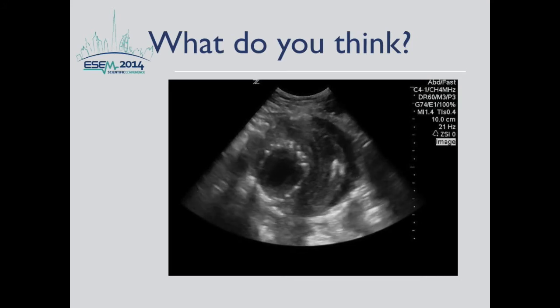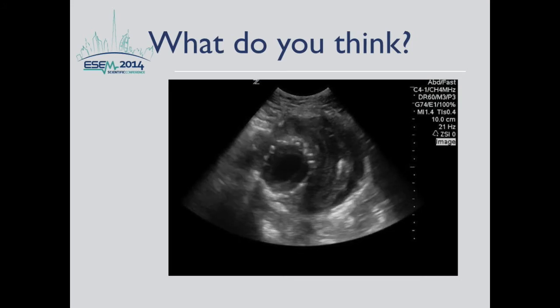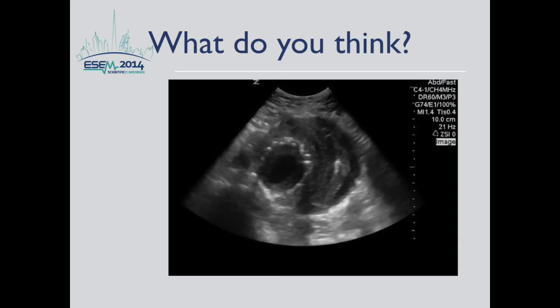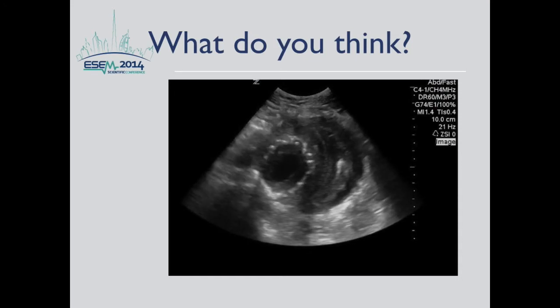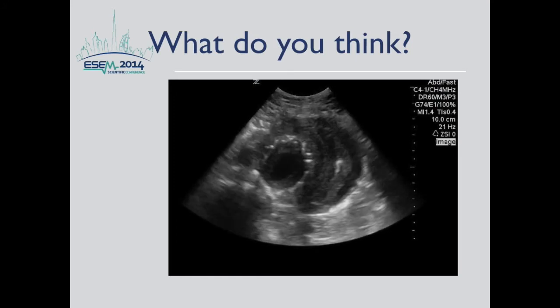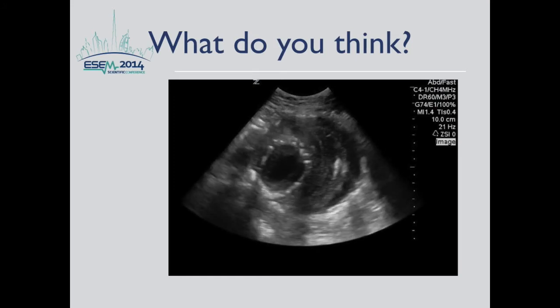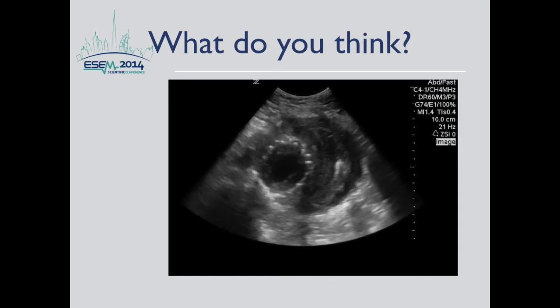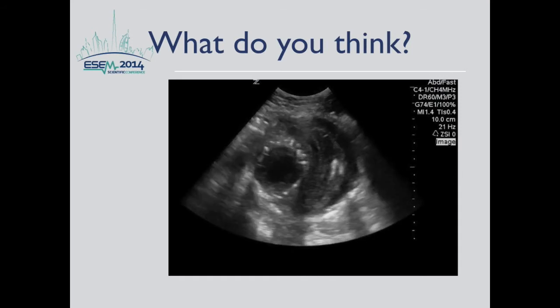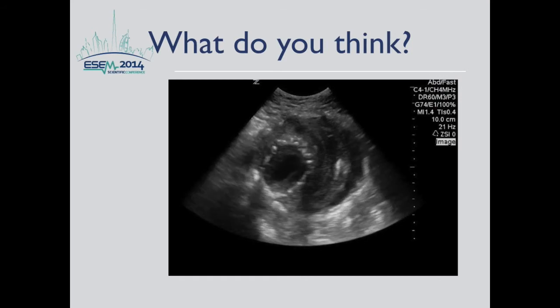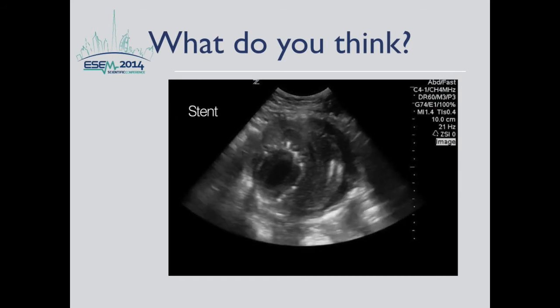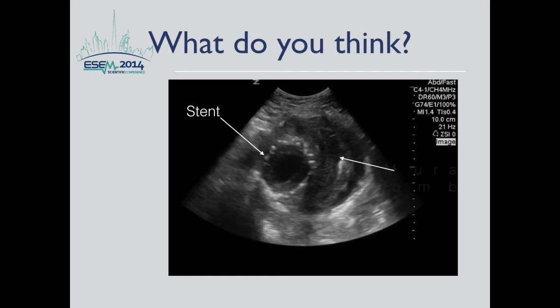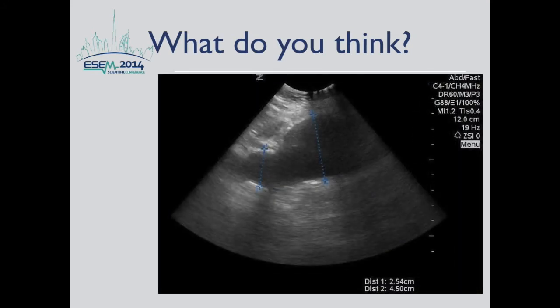How about this video? So this is a transverse view showing a large abdominal aortic aneurysm with an endovascular stent. This is the hyperechoic white structure within the lumen, and a mural thrombus with atherosclerotic changes involving the abdominal aortic wall. Here is another still image. It is a longitudinal view demonstrating a 4.5 centimeter abdominal aortic aneurysm.